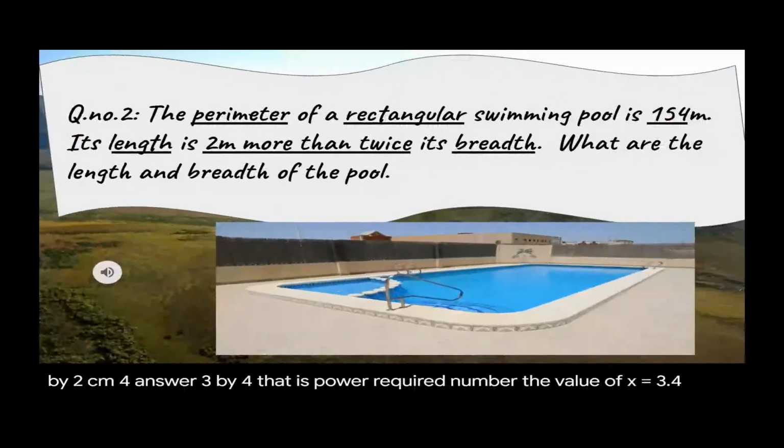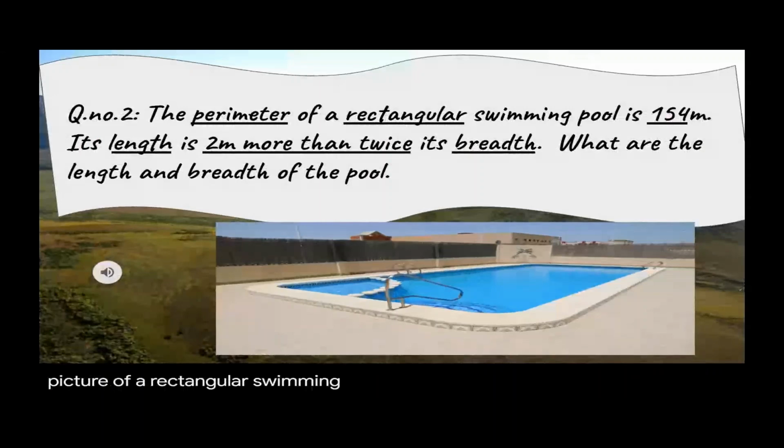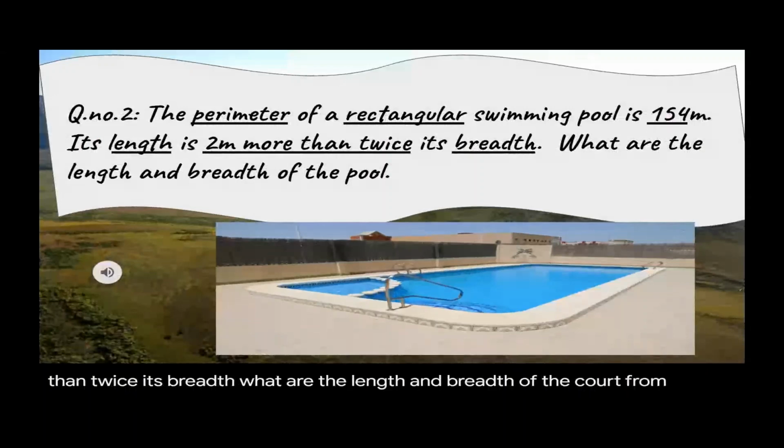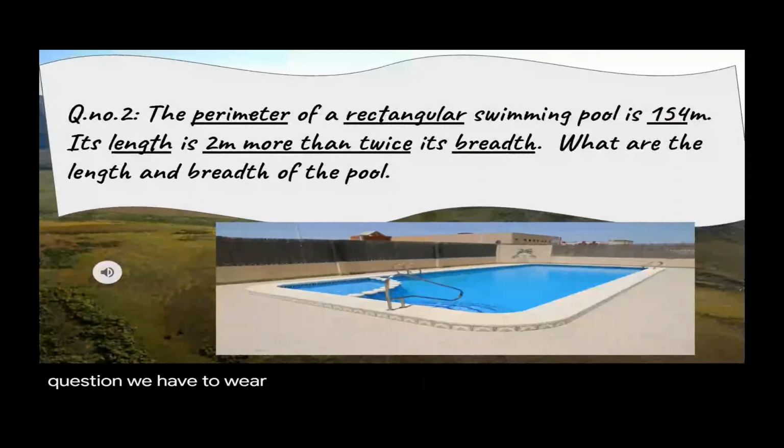Now we can solve question number 2. The question is, the perimeter of a rectangular swimming pool is 154 meters. Its length is 2 meters more than twice its breadth. What are the length and breadth of the pool?